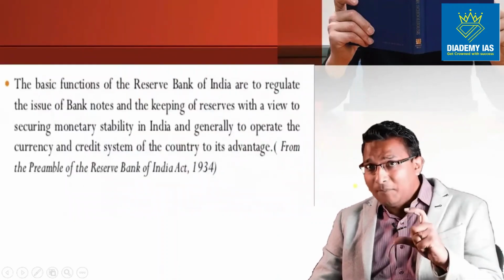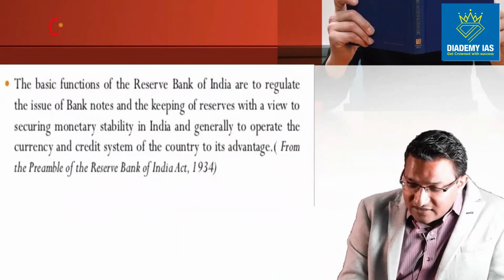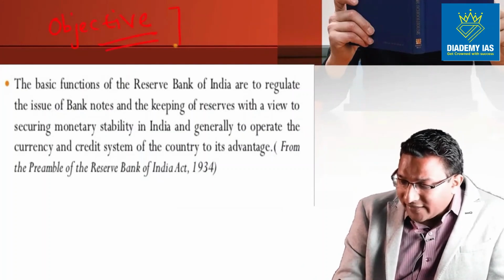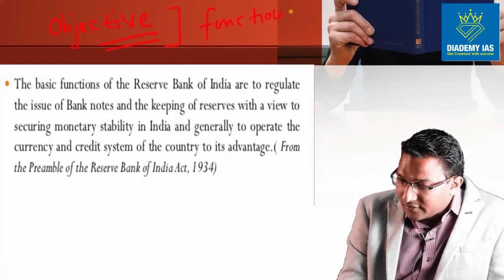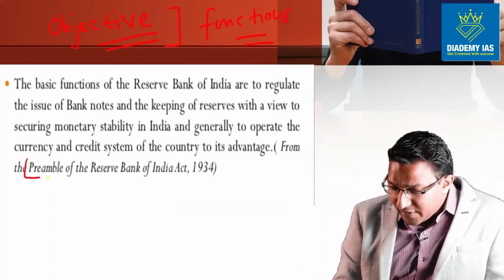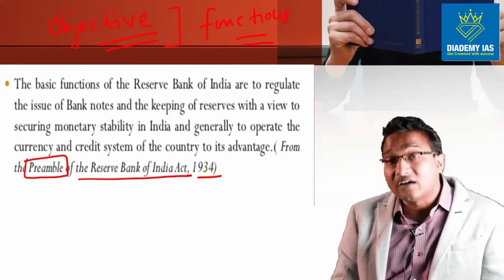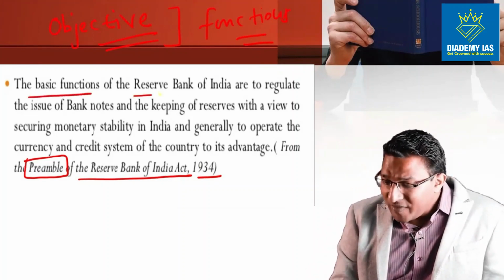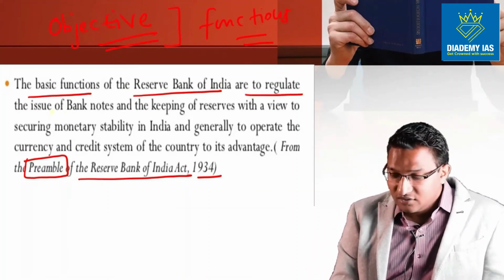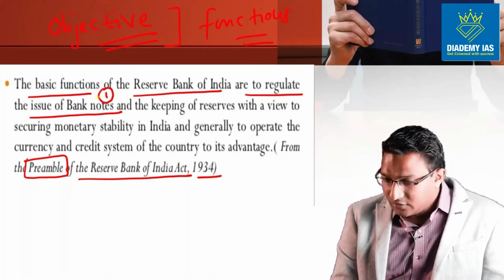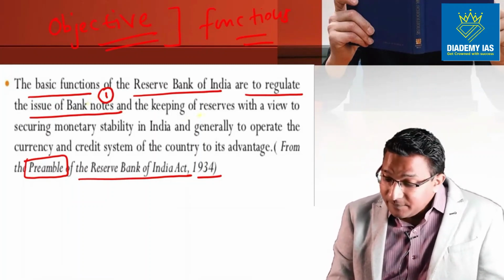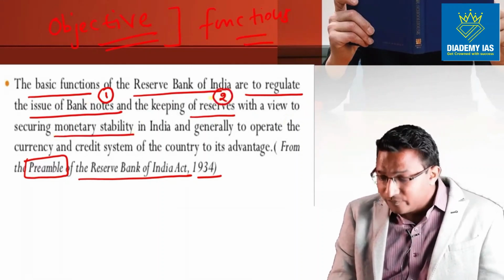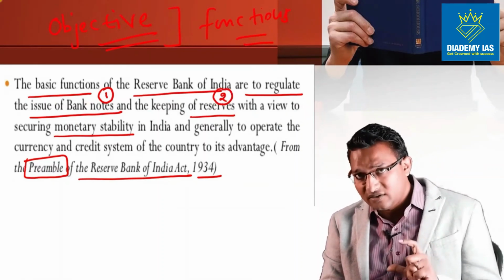So, let us see the preamble of the Reserve Bank of India so that we can see what the major objective is, and we can also see what kind of functions this RBI should be doing, right? So this I have taken from the preamble of the Reserve Bank of India Act 1934. Preamble means the objectives, right? The basic functions of the Reserve Bank of India are to regulate the issue of banknotes. So this is the first point: issue of the banknotes or the currency, keeping of reserves with a view to secure monetary stability. So the second function is to keep the reserve. The second objective, rather, not the function, objective, right?